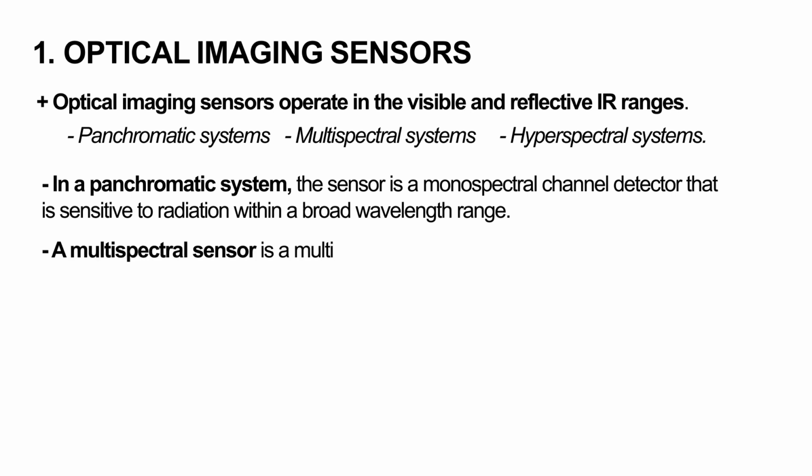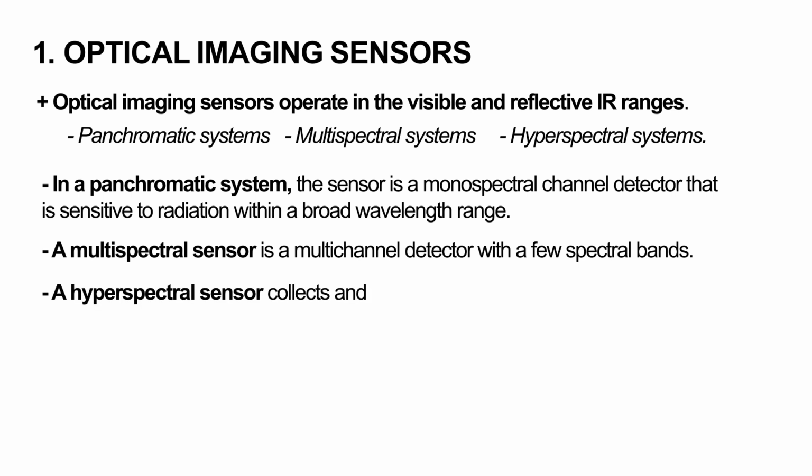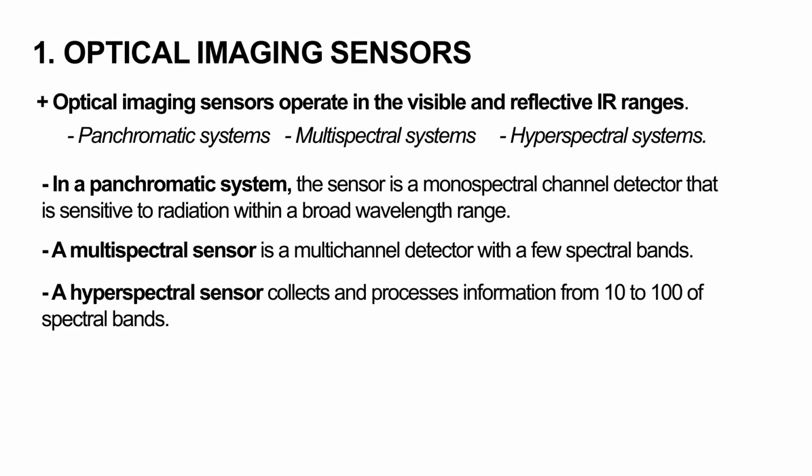A multispectral sensor is a multi-channel detector with a few spectral bands. A hyperspectral sensor collects and processes information from 10 to 100 of spectral bands. A hyperspectral image consists of a set of images.